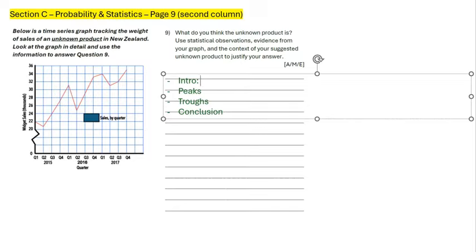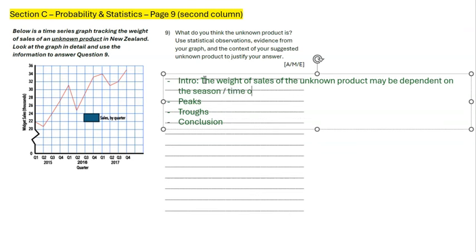So I'm talking about the weight of sales, and I'm going to maybe suggest that it depends on the season or the time of the year. So: the weight of sales of the unknown product may be dependent on the season/time of the year. And that's really just setting the tone for the rest of my discussion. Because the sales may depend on the time of the year, that means seasonality is important, hence why it makes sense for me to start breaking down the seasonality of it.